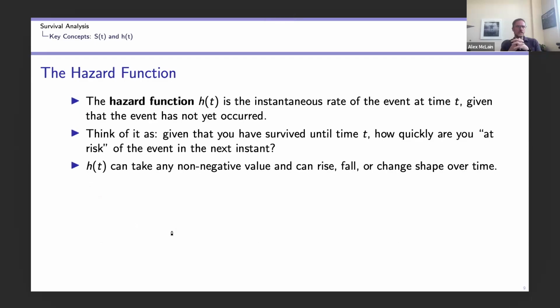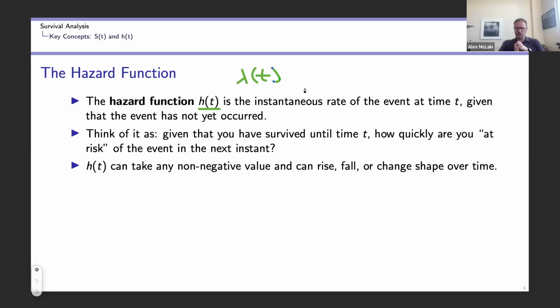Another important function in survival analysis is the hazard function. This is commonly denoted as H of t. Sometimes it's denoted by a lambda of t. Either one of those, they usually will denote the survival function. What is it? It's the instantaneous rate of failure of an event at time t given the event has not occurred.